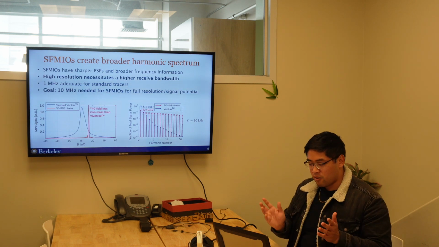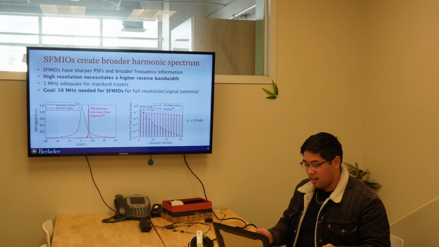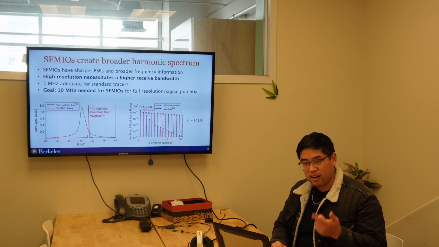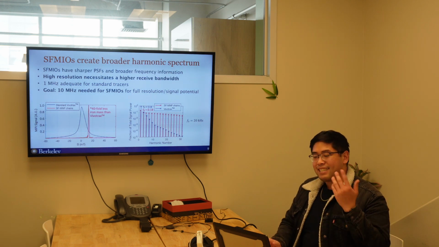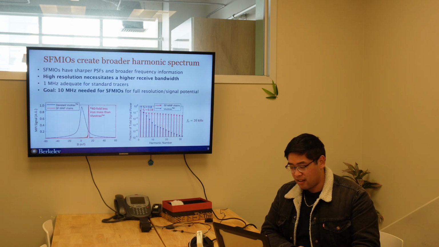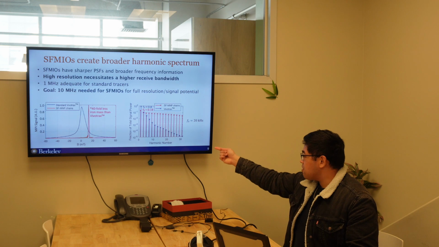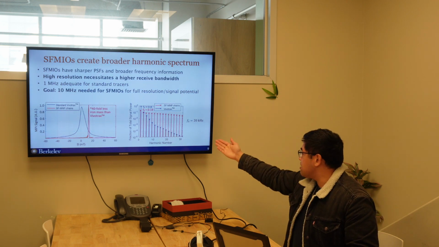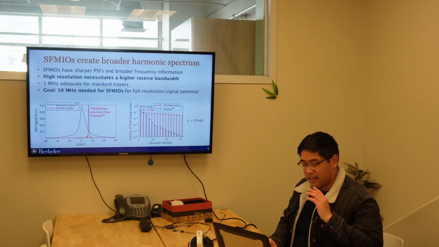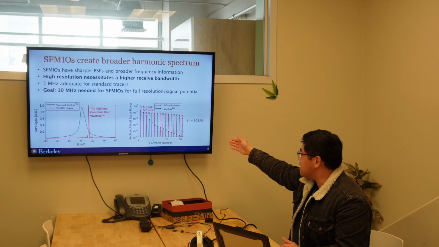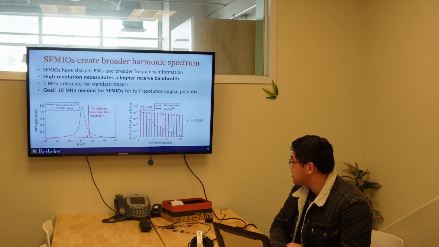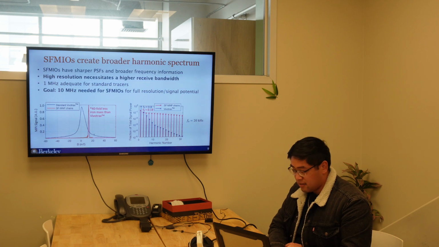SFMIOs have a much sharper, what we call point spread function, which translates to more harmonics with more energy in the frequency domain. So to fully realize this resolution, that necessitates a higher receive bandwidth. While 1 megahertz receive bandwidth might be adequate for SPIOs at a 20 kilohertz excitation, we ideally want 10 megahertz, or 10 times greater, for these enhanced SFMIOs. So here you can see that the SFMIOs have a much sharper point spread function than the standard SPIOs.